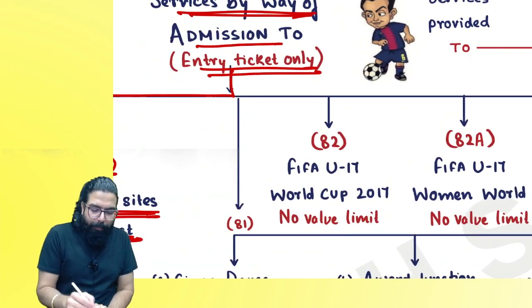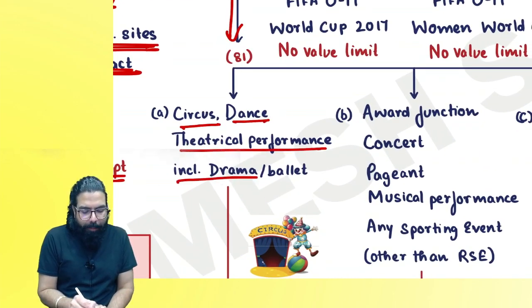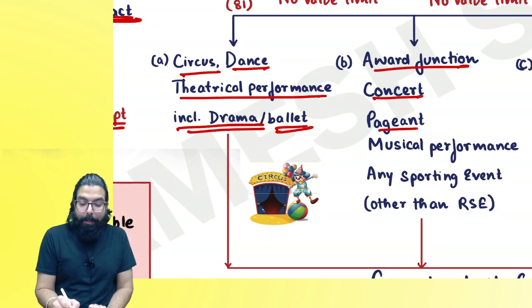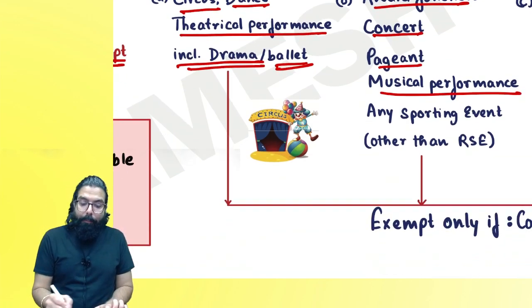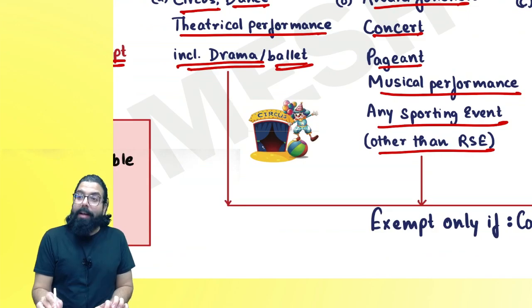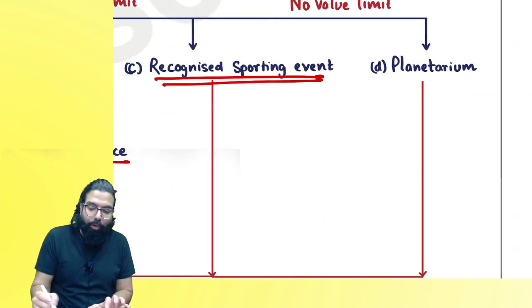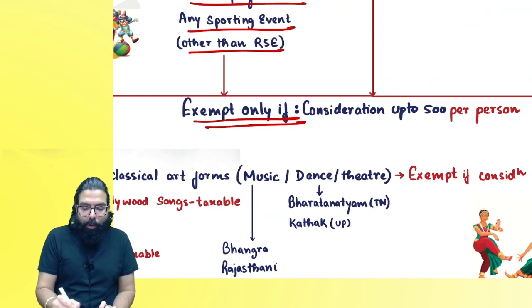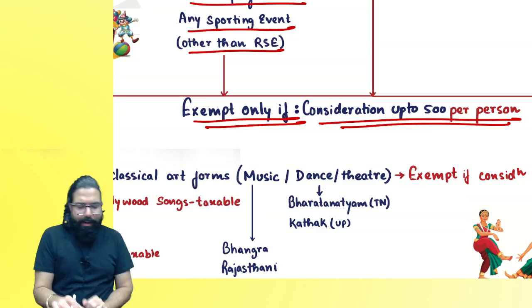Suppose entry tickets are being sold for any circus, dance, theatrical program, including drama, ballet, award, concert, pageant. What is a pageant, everyone? Fashion show. Okay. Then musical performance, or any sporting event other than a recognized sporting event, or tickets for a recognized sporting event or planetarium. If they charge only up to 500 rupees per person, then GST shall be exempted.